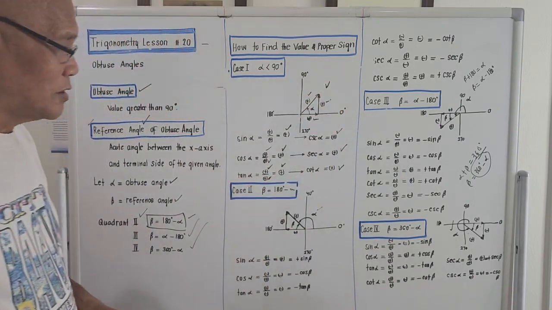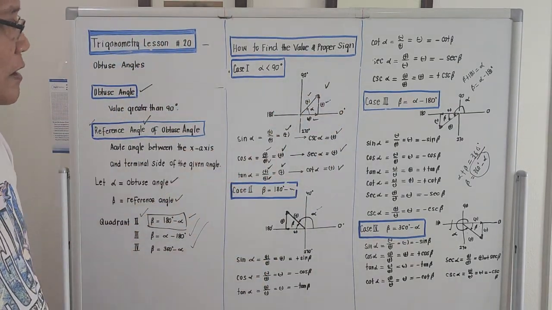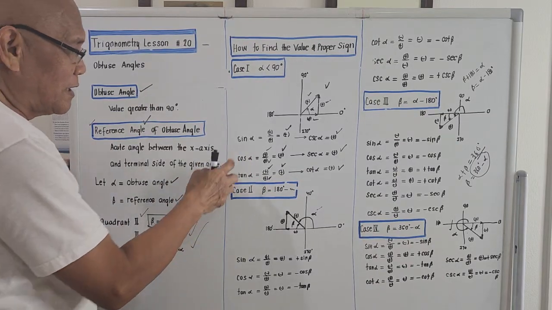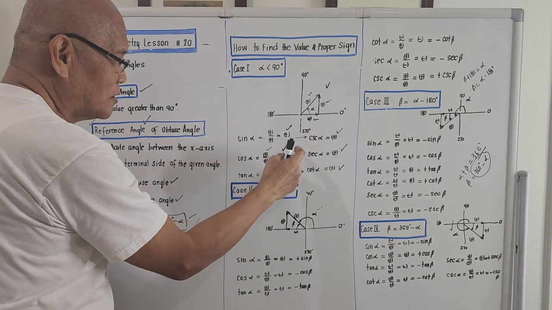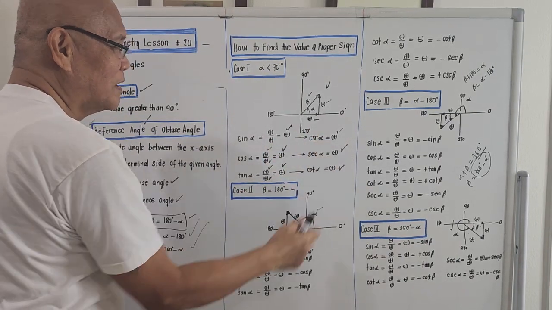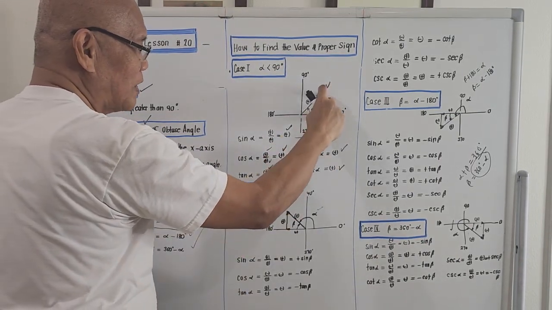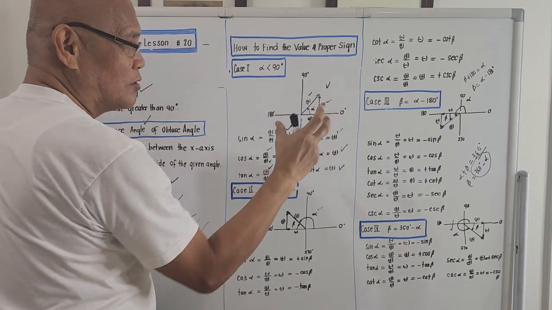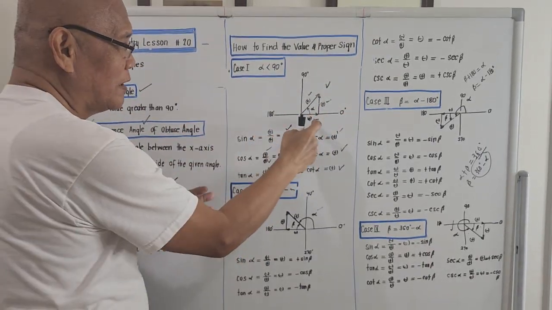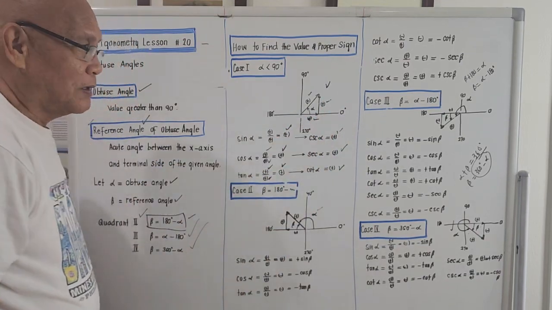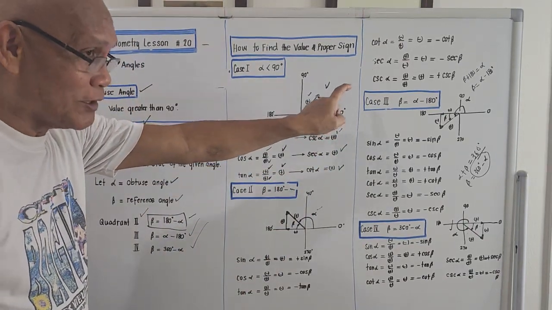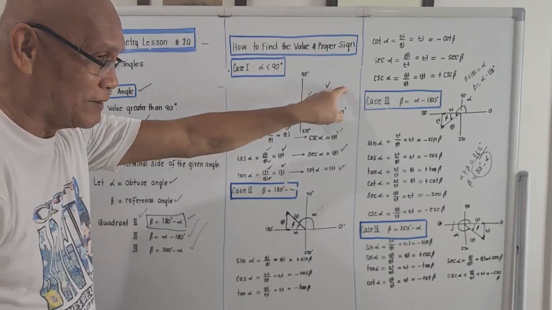So if you try to notice it, if the angle is less than 90 degrees, all the signs of the trigonometric functions are all plus. Because this is a plus, this is a plus, the hypotenuse is a plus. So no matter what ratio you will be taking under quadrant number 1, it will still be plus. This is not an obtuse angle, it is an acute angle, because it falls under quadrant number 1.